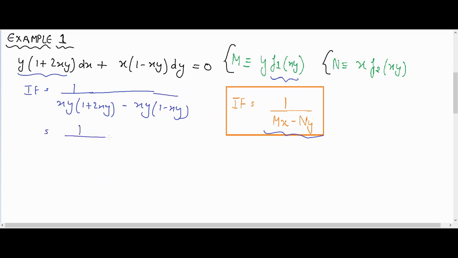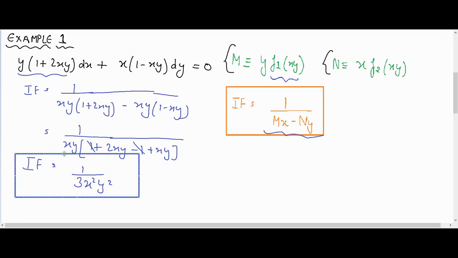So in the denominator, let's take xy common to make our life easier. 1 plus 2xy, and this will become minus 1, and I guess we will get here plus xy, right? Yeah, so 1 plus 2xy minus 1 and plus xy. So these ones will cancel out and we will be left with 2xy plus xy, which will be 3xy, and there is an xy in multiplication outside, so this is 3x square y square. So we got our integrating factor, as simple as that.